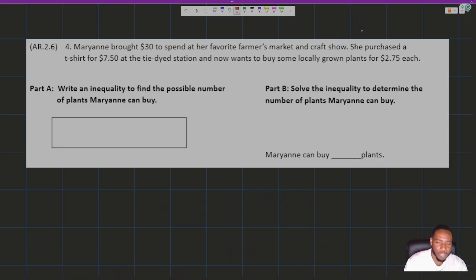All right, more application for us here at number 4. It says, Marianne brought $30 to spend at her favorite farmer's market and craft show. She purchased a t-shirt for $7.50 at the tie-dye station and now wants to buy some locally grown plants for $2.75 each. They ask us to write an inequality to find the possible number of plants Marianne can buy. We're going to start there.